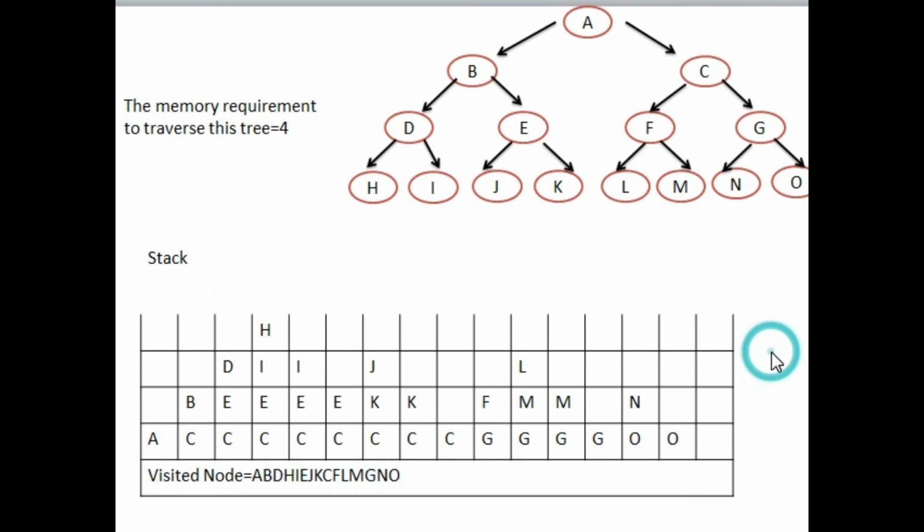So just look at the memory requirement to traverse this tree by using depth first search. For a tree which has branching factor 2 and depth 3, the memory requirement is 4, but when we traversed this tree in the previous lecture by using the BFS technique, the memory requirement was 8. So just see what the memory requirement is; it is less compared to BFS.